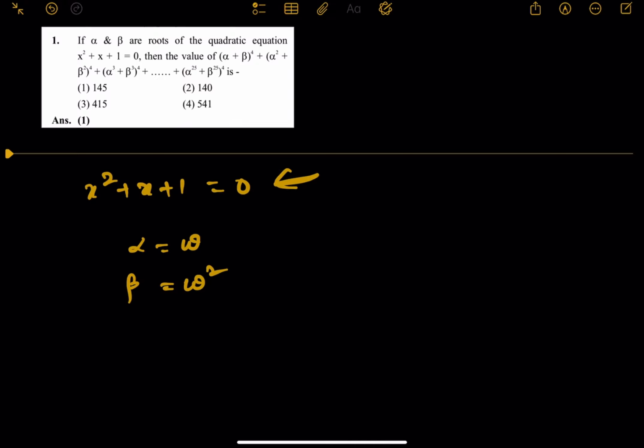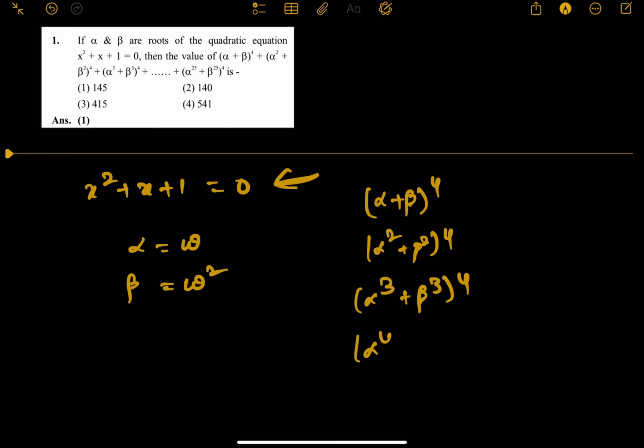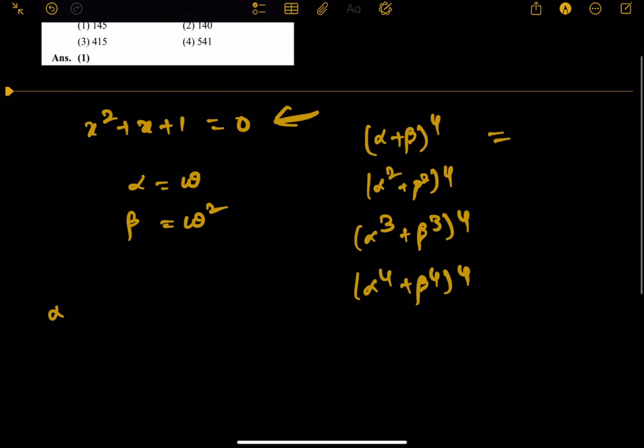So now what do we have to find out? Alpha plus beta whole power 4, alpha square plus beta square whole power 4, alpha cube plus beta cube whole power 4, alpha power 4 plus beta power 4 whole power 4, something like this. So if you observe, alpha plus beta is omega plus omega square. So this is minus 1. We know this.